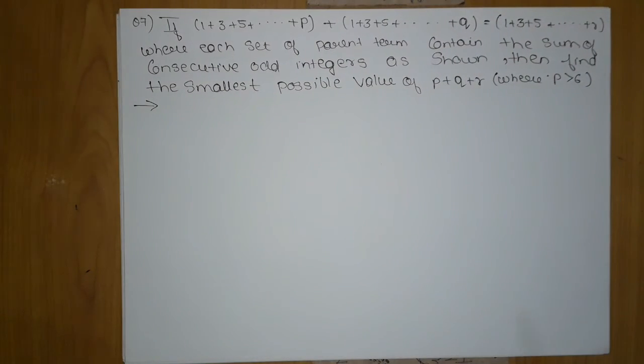If 1 plus 3 plus 5 till P, plus 1 plus 3 plus 5 till Q, is equal to 1 plus 3 plus 5 till R, where each set of terms contains the sum of consecutive odd natural numbers, then find the smallest possible value of P plus Q plus R, where P is greater than 6.